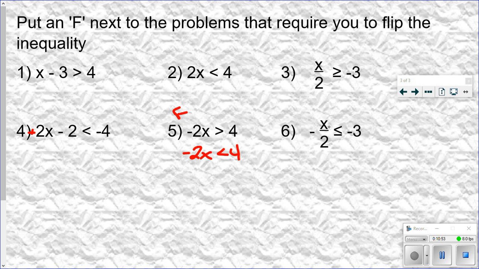Number 6, this is division, and there's a negative sign involved here. So this is one that we would want to flip too. So remember, this negative sign can be on the x, it can be on the 2, it can be in the middle. If there's a negative here, that's one you want to flip. And so again, before you solve this, you should just rewrite it like this, and then go ahead and multiply both sides by negative 2.